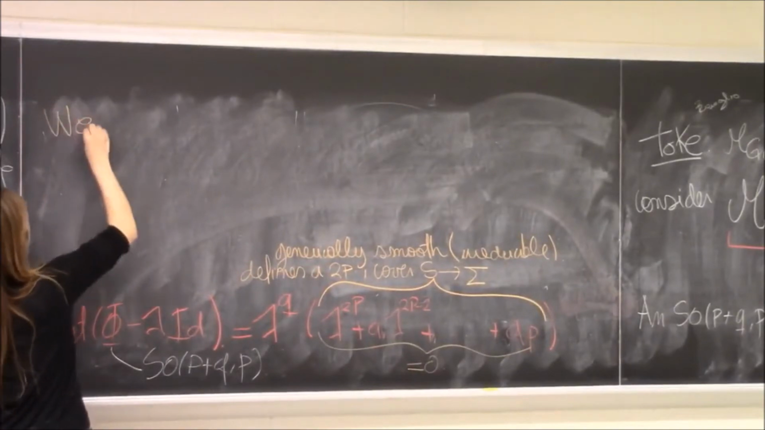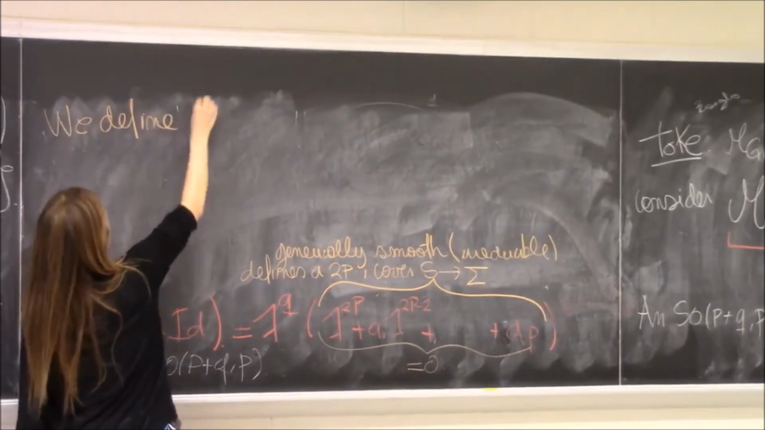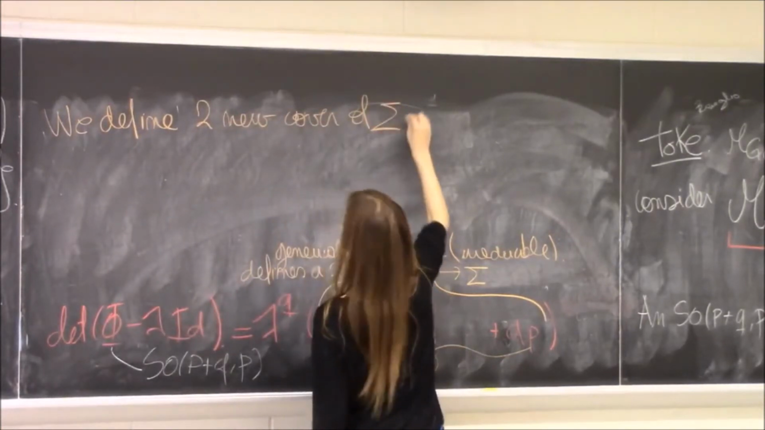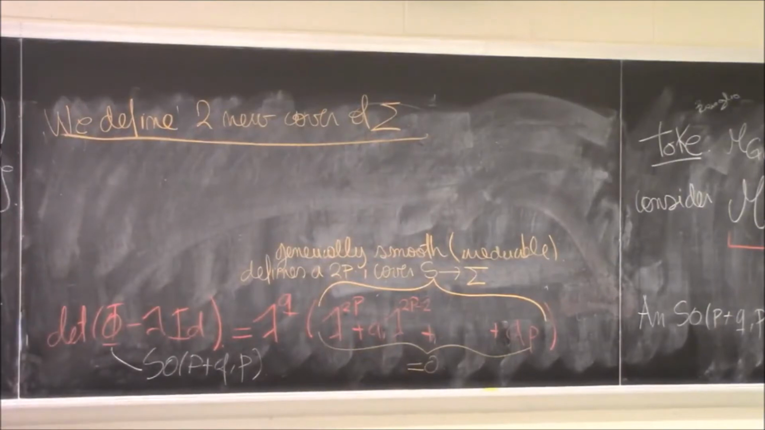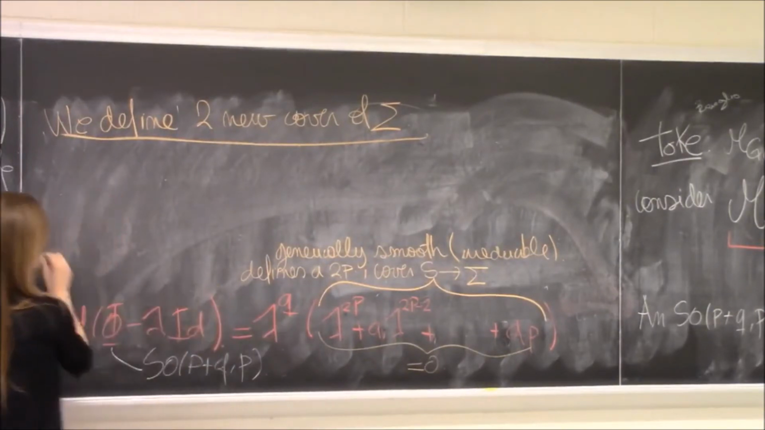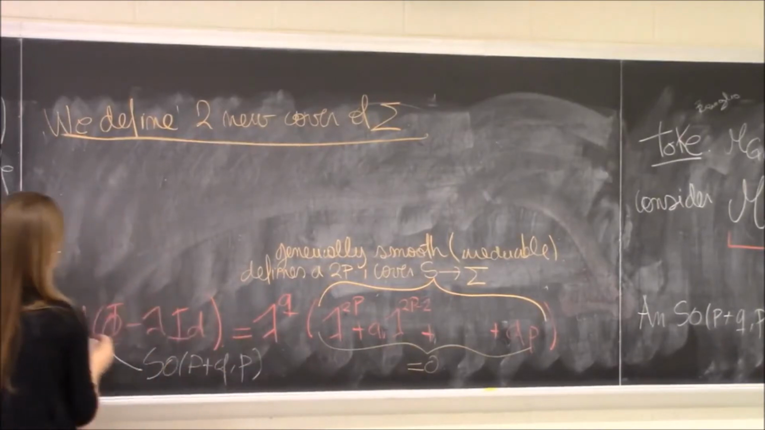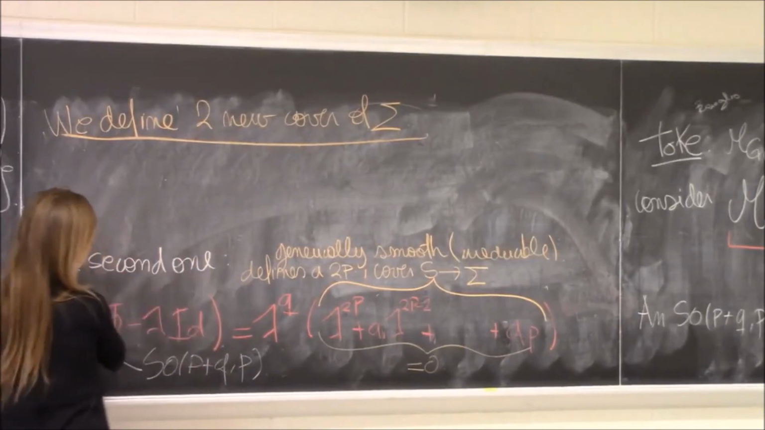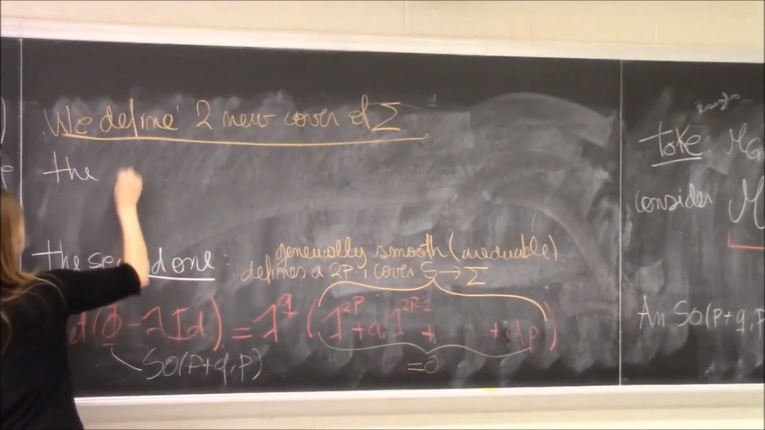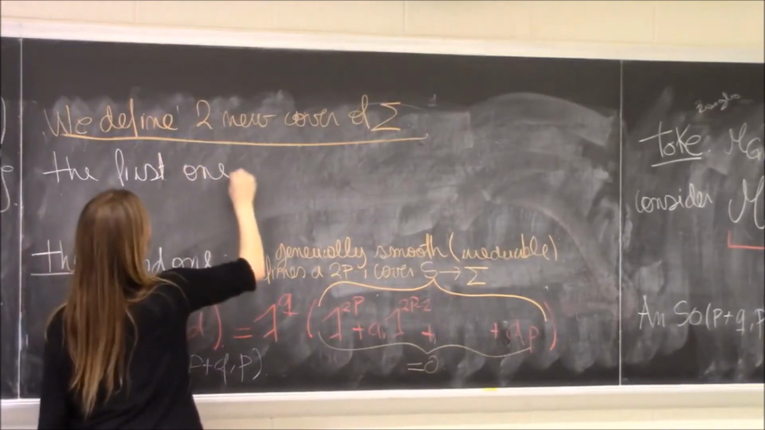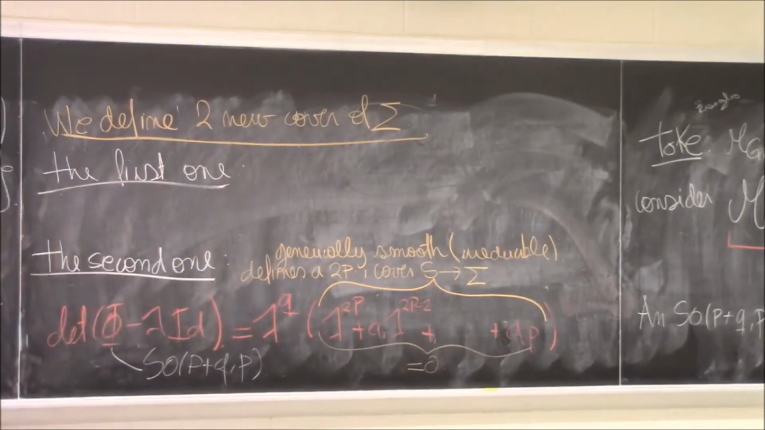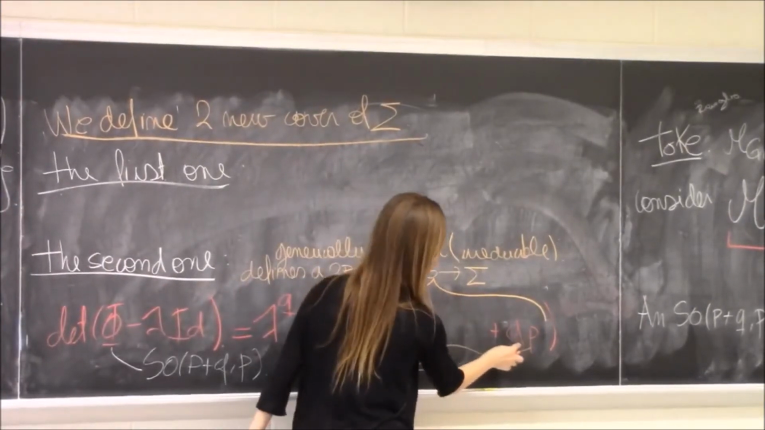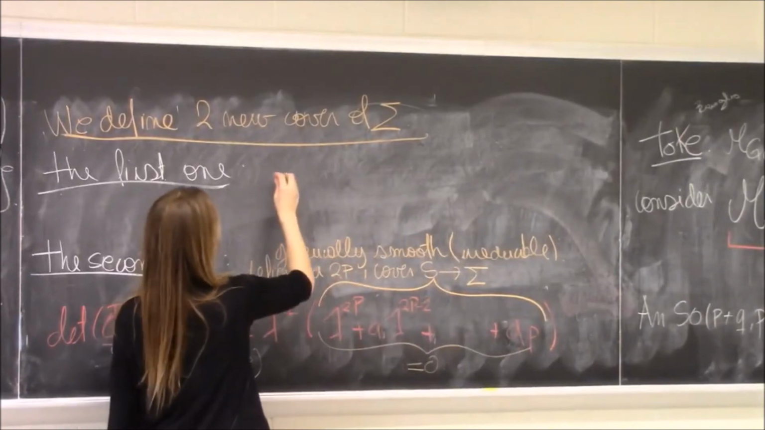We're going to see here, we define 2 new covers of sigma. The 2 new covers of sigma are: one is this one that we just introduced here, so the second one. And what is the first one? The first cover we're going to define, that we're going to use here, is going to just take advantage of the last point in this polynomial. So it's going to be a double cover.